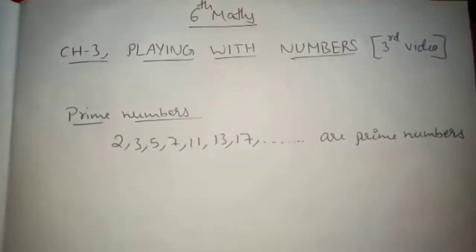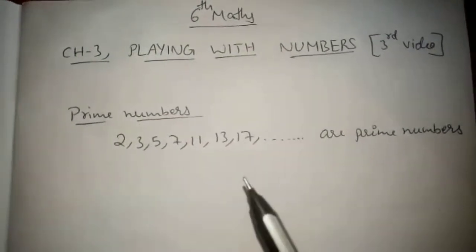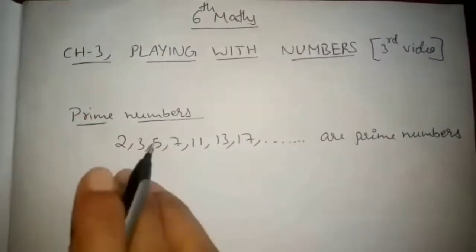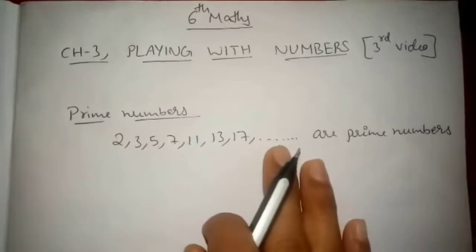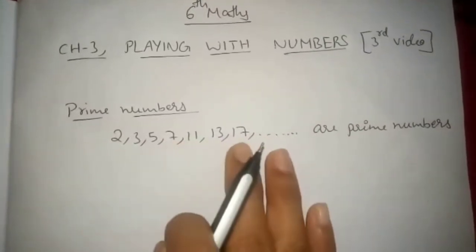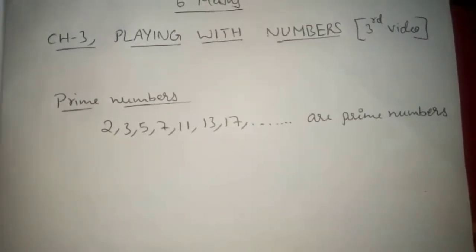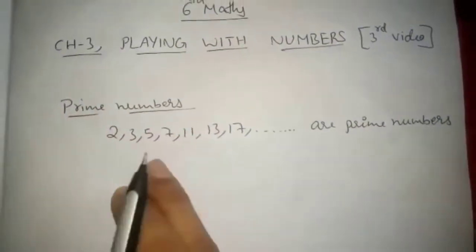So in my previous video I have explained what prime numbers are, so we'll continue with that itself. So 2, 3, 5, 7, 11, 13, 17, etc. are prime numbers. I have explained what you mean by prime number, and these are the prime numbers.